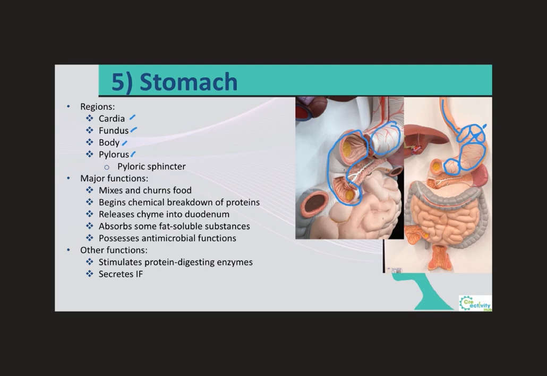And it connects it to the duodenum through another sphincter that's called the pyloric sphincter. So it sort of makes sense that the last compartment is called the pylorus, that will end in the pyloric sphincter that controls the emptying of the stomach into the small intestine.